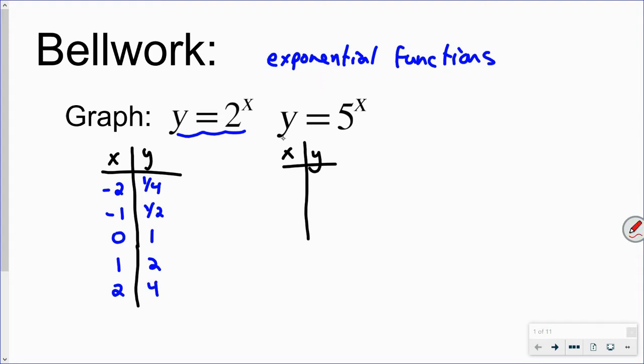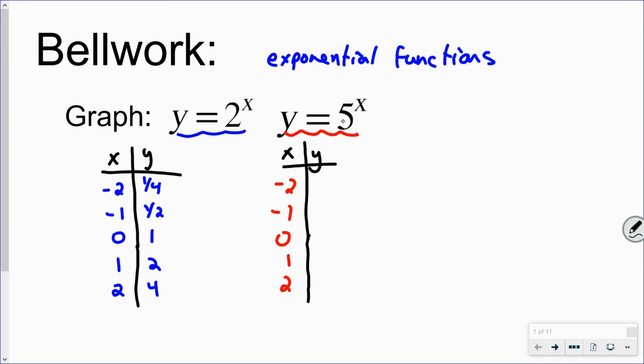We'll go ahead and set this table up for y equals 5 to the x. We're going to use the same values. And these are the values I always use for parent functions, exponential parent functions. You could use other ones. It doesn't matter. I tend to use these for all parent functions. It gives me a range of positive numbers, negative numbers, and it keeps them rather small.